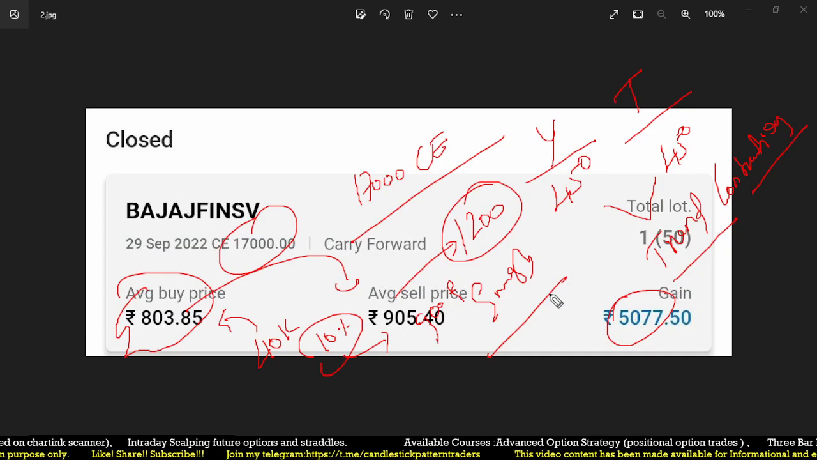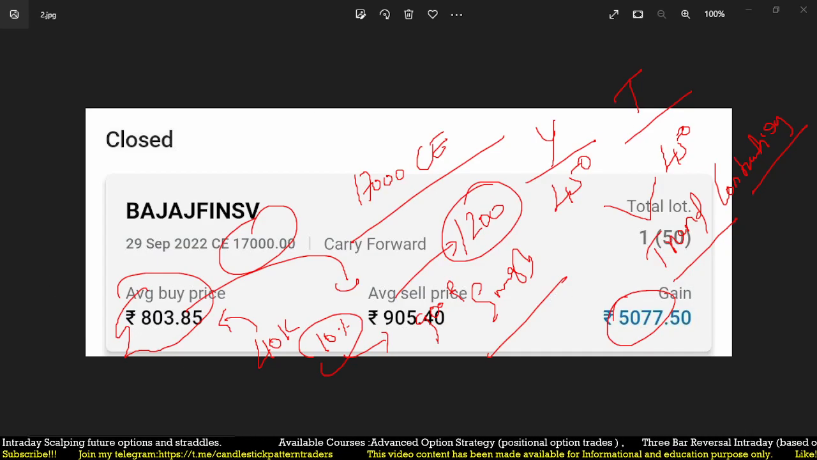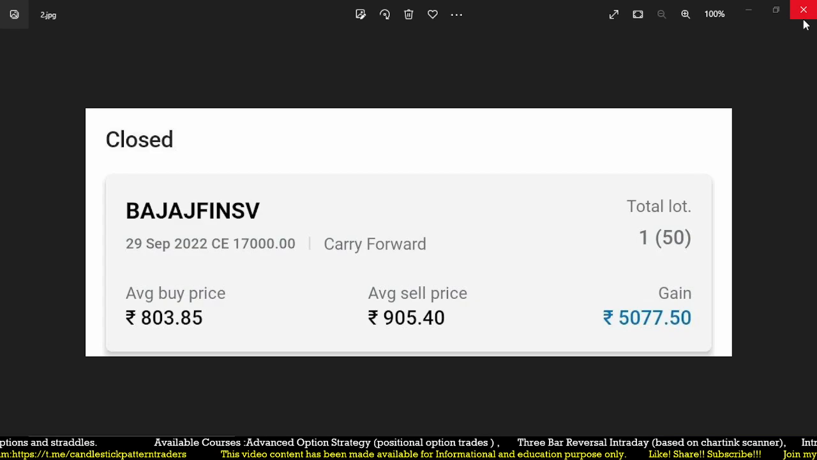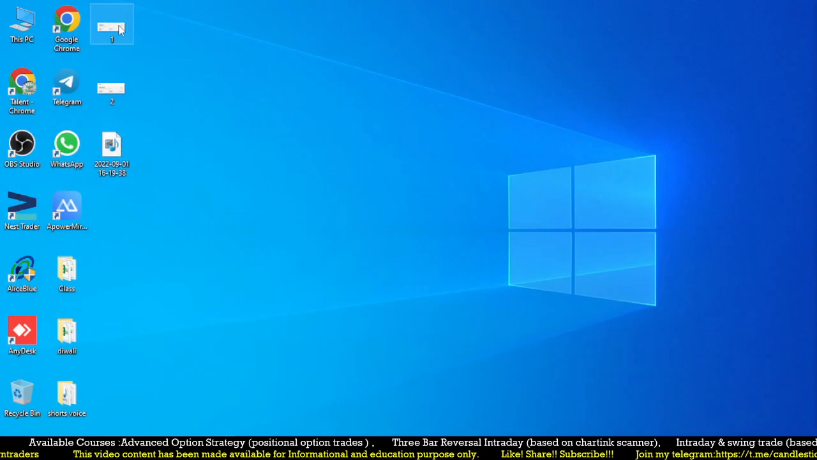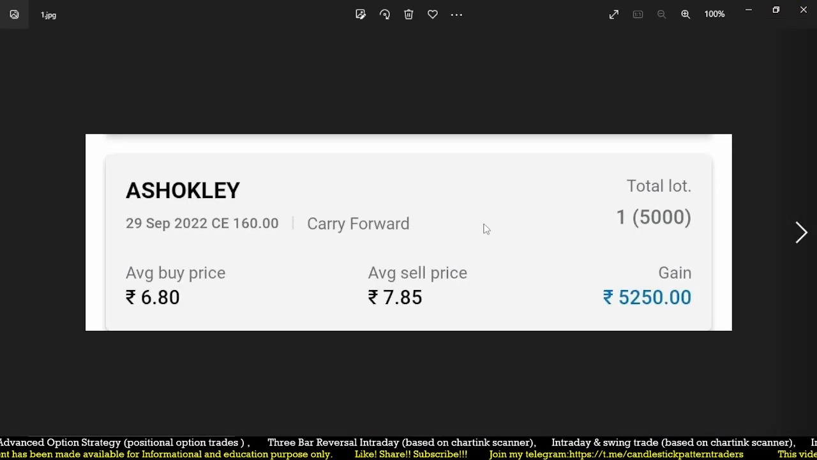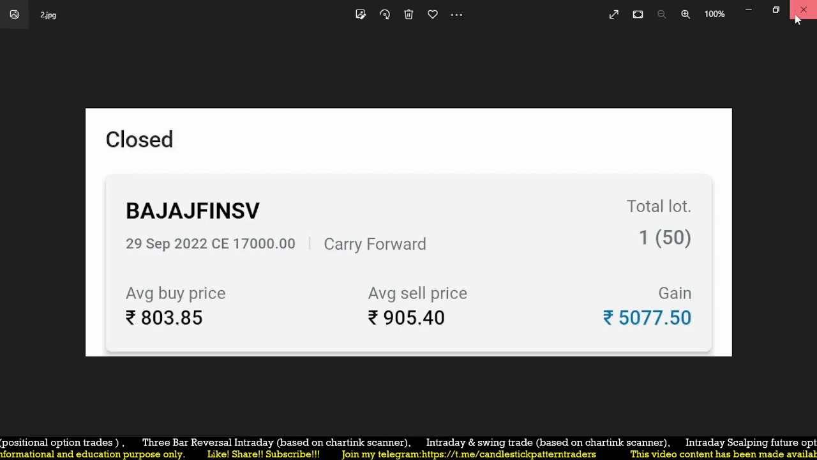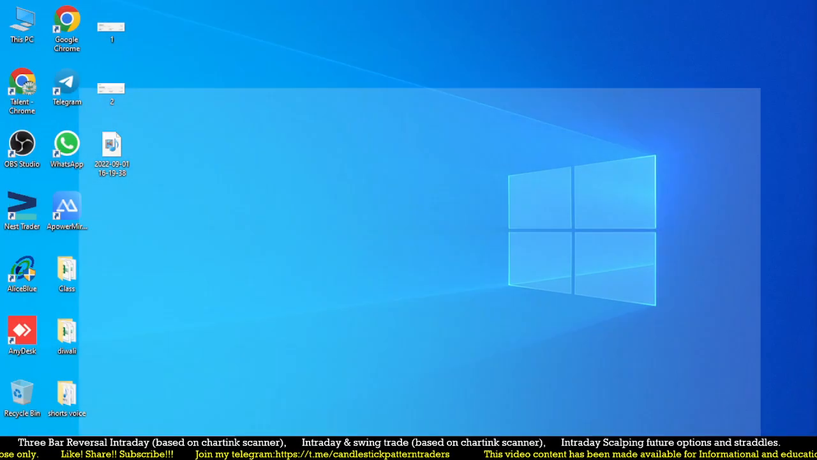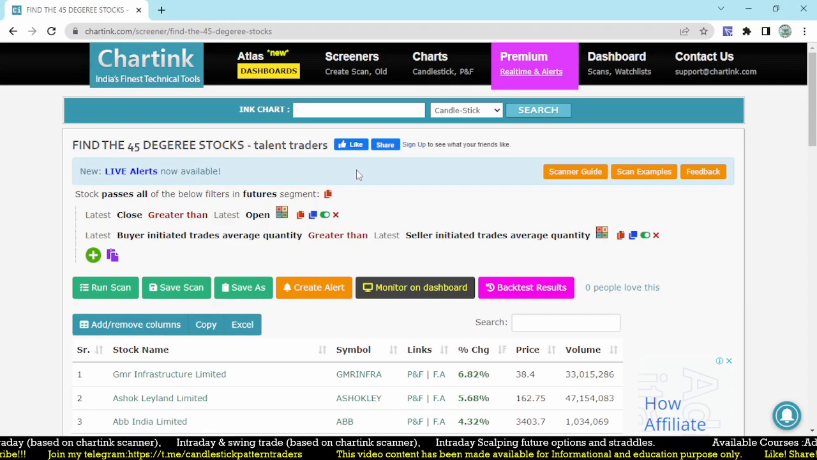But this is a simple scanner which I am providing you free, and I will tell you how to find the stock. These two stocks which I am focusing on intraday give me nearby 10k plus based on a single scanner. I'm not charging for this, I'm giving it to you free, and you can search with the name 'find the 45-degree stocks by using Talent Traders'. You will find it.